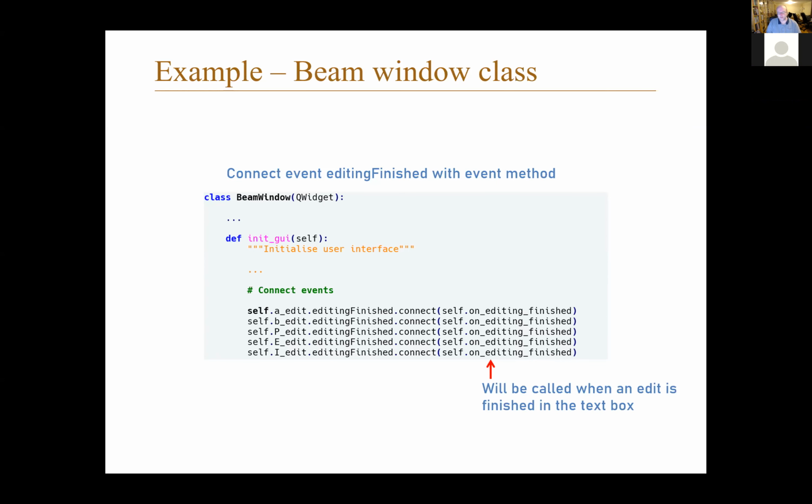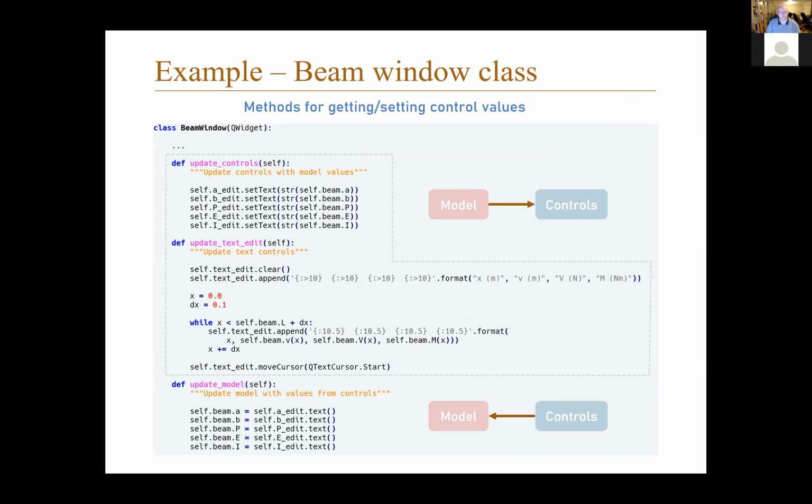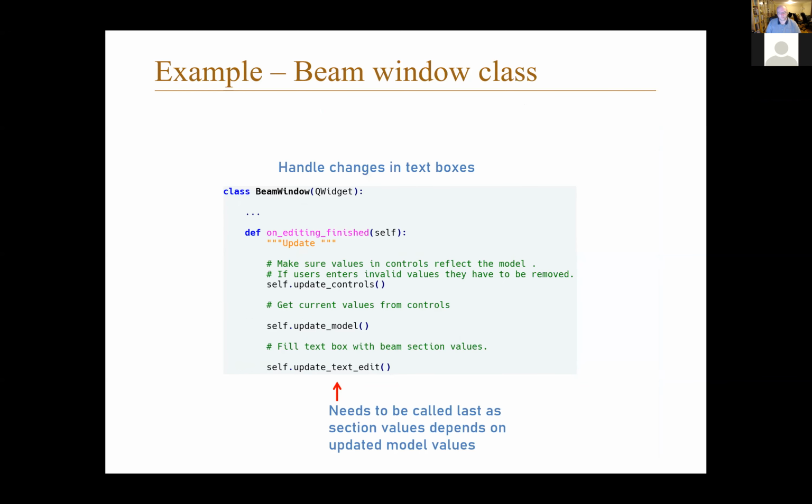And then I connect a special signal called editing finished. When a text control has finished editing, it can emit a signal that its editing is finished. And then I call a special method for handling that. In this case I have an update controls, which will take the values from the model and assign them to controls. Then I have an update text edit, which is used to create a table and add it to this text control. And then I have an update model, which goes the other way around, from the controls to the model properties. So I update controls to make sure the values reflect the model, then I update model, and then update text edit.